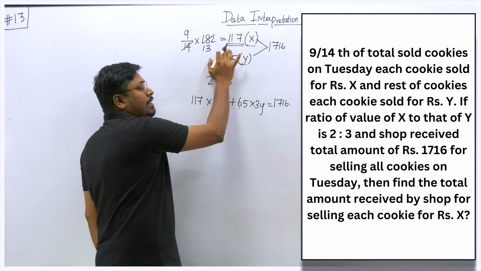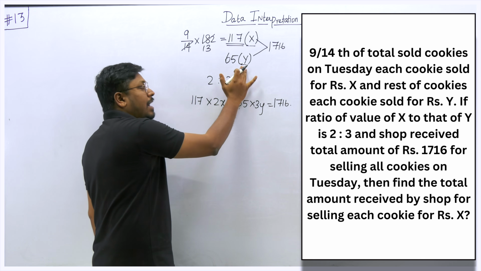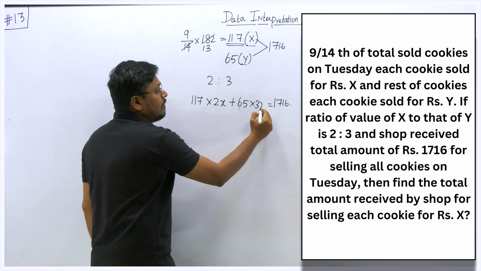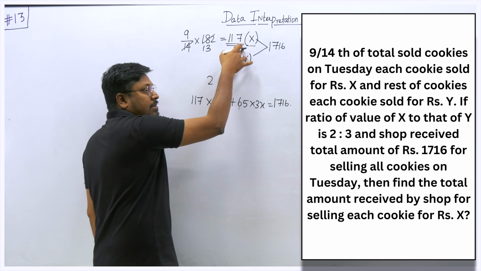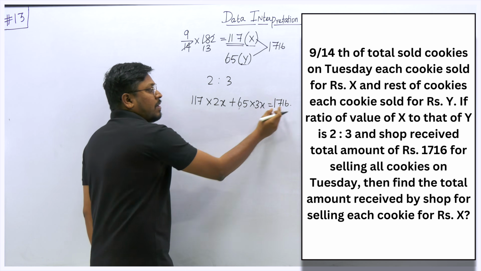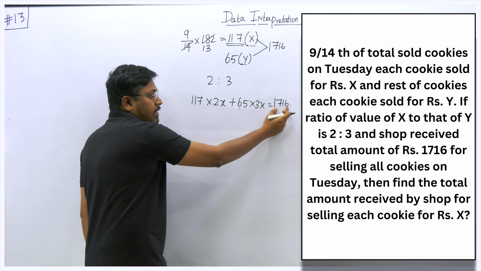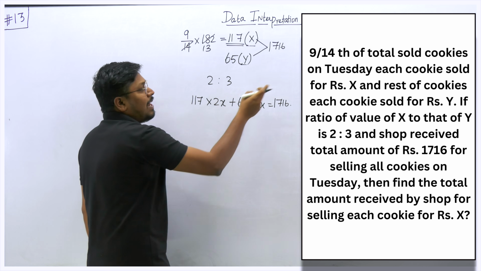So 117 will be sold for X amount, 65 will be sold for Y amount, and they have given that the selling ratio will be 2:3, right? So 2:3 will be the selling amount ratio, and after selling the total cookies, they got a total of 1716 rupees. From that point, we can note that this 1716 is for the total 182 cookies that were split into two parts, 117 and 65, and they have given a ratio.